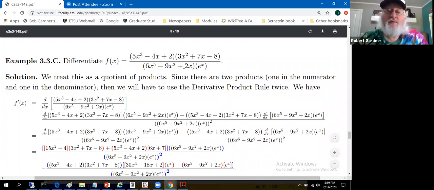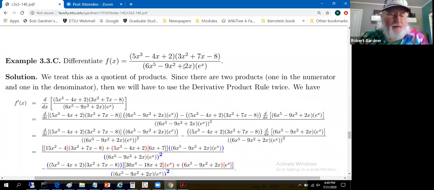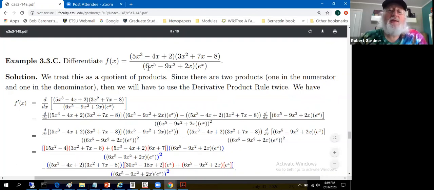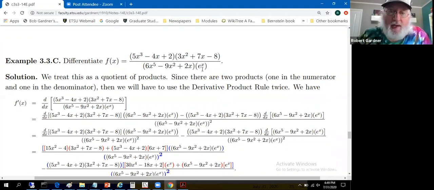Find its derivative. Okay, I want to illustrate products and quotients because that's what we know how to differentiate. And so we've got a quotient. The numerator is a product of two polynomials. And the denominator, it's a product of two functions as well. One of them's an exponential function. You know how to differentiate an exponential function? So off to the races.